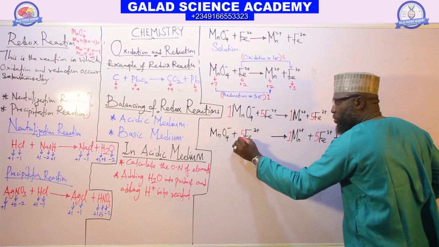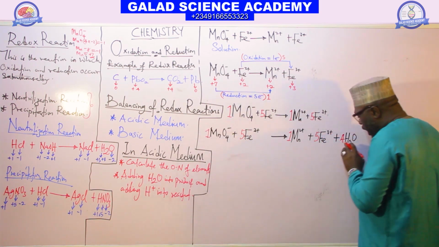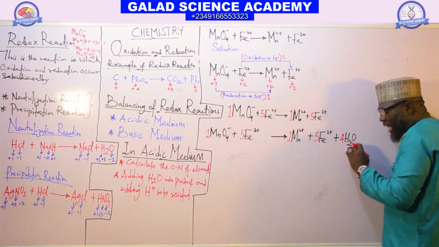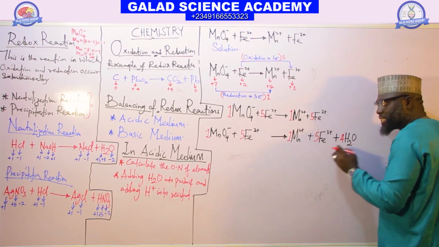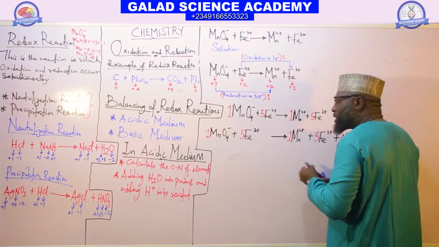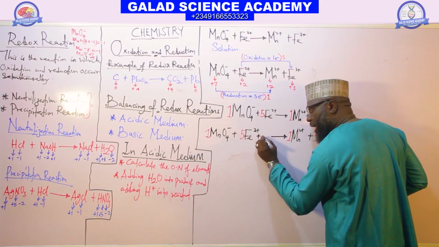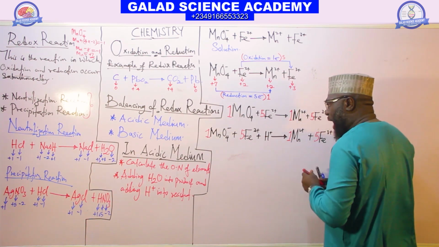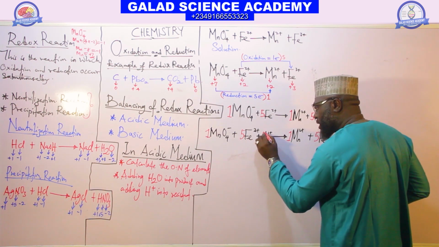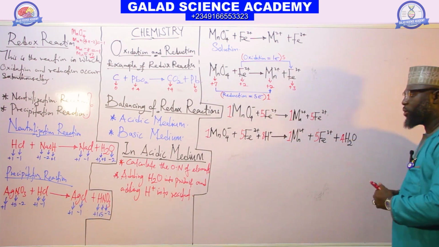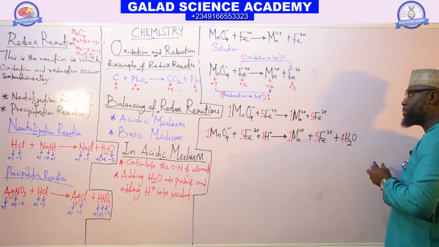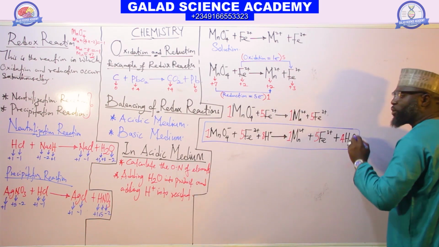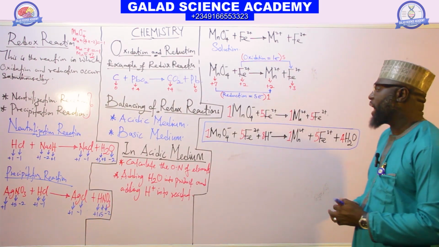1, 5, 1. Oxygen is now balanced. We have 4, but we have hydrogen here. How many hydrogen? 4 times 2, 8. So automatically you will now add 8 hydrogen ions here. So we have 8 hydrogen now. Check it now. The equation is balanced in acidic medium. Apply this format for any equation, and you will get your final answer.